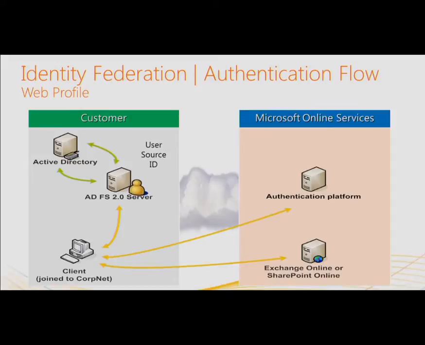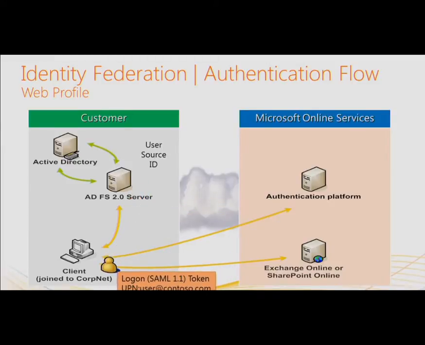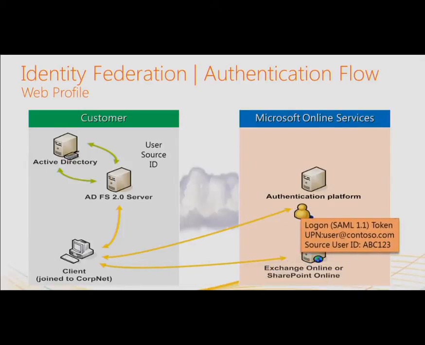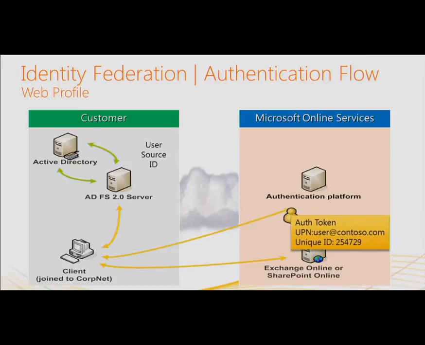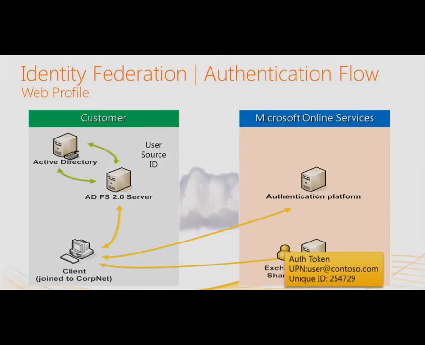So we will have something like this. User will get his token, his credential, and then will be redirected back to the authentication platform of Office 365. The authentication platform will validate the authentication token, and then will redirect the user to the right service, and the user will get the access to Exchange Online, SharePoint Online, and so on.